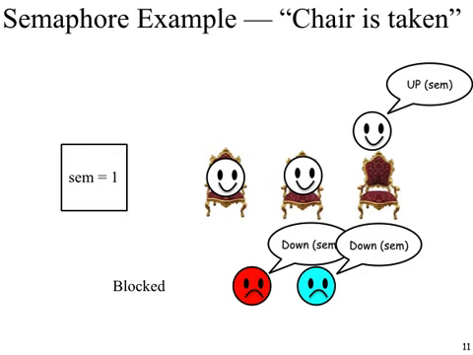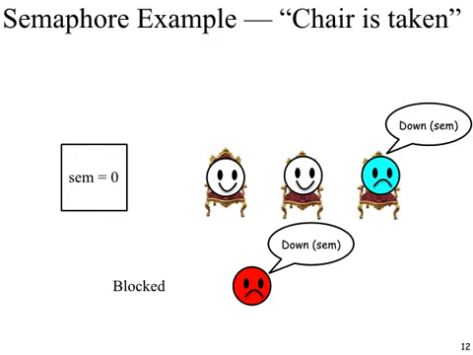Up operation increments the semaphore by 1. This is an indication to the blocked callers on down that they should attempt to successfully complete the down operation. So both the red and the blue persons would compete to acquire the chair. So at this point, the blue person acquires the chair and he successfully completes the down operation on the semaphore. The semaphore value goes back to 0.